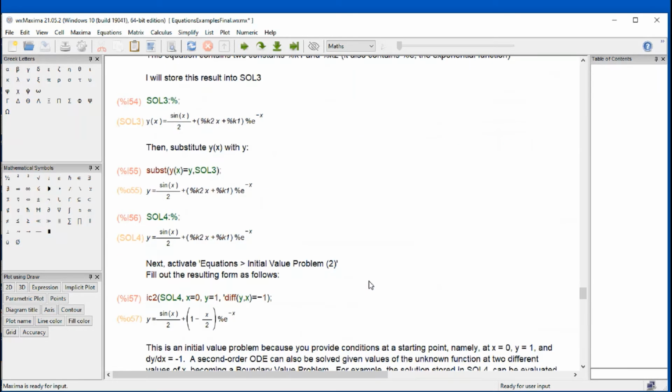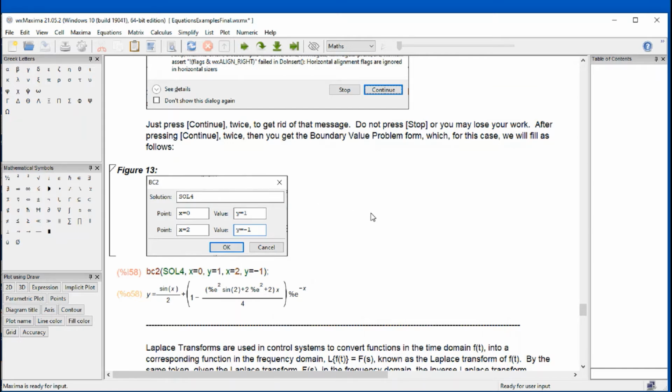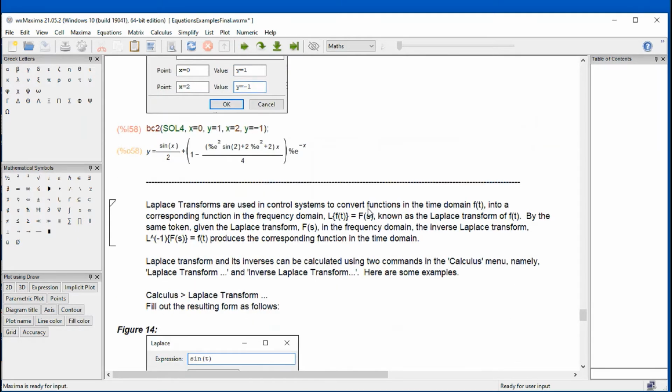in terms of the exponential square and so on. One thing to keep in mind, the constants come out with a percentage in front, sort of indicating that they were generated by the computer and not created by the user. Okay, so that's the boundary condition. Then the next step is Laplace transforms.